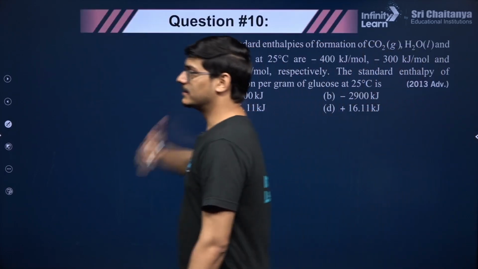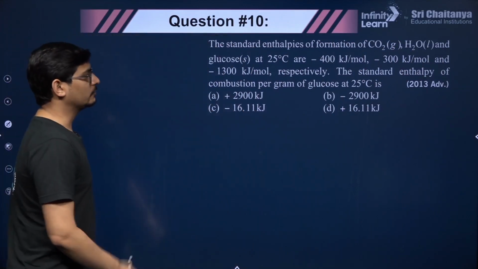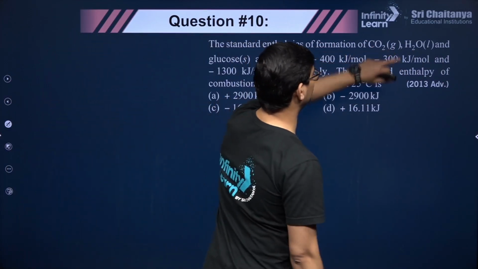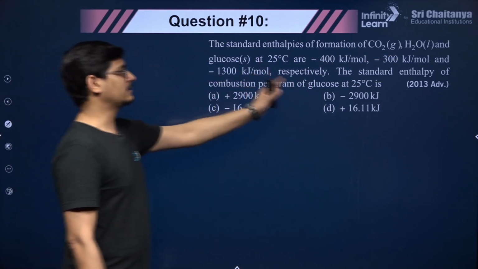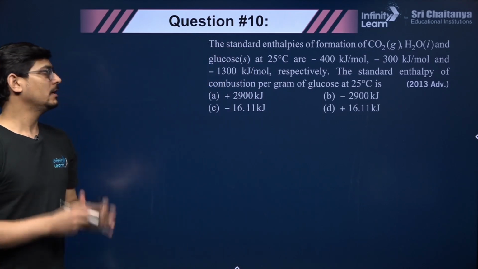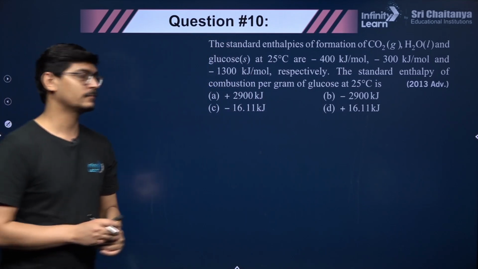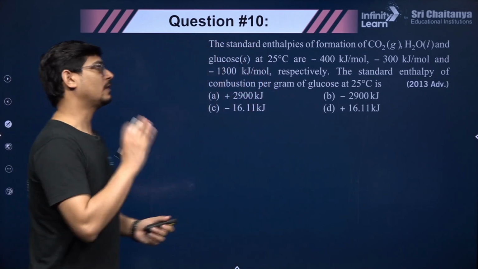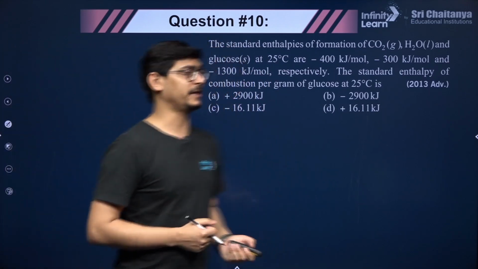Now these are the kind of question which I was talking about. You can do directly. Read the question very carefully. The standard enthalpy of formation of CO2, water and glucose are given, and they've asked what is the standard enthalpy of combustion per gram of glucose. Okay, so read the question again. They have given you the enthalpies of formation and they've asked for the enthalpy of combustion. Okay, so now I will tell you a trick using which you can bypass Hess's law a lot of times.